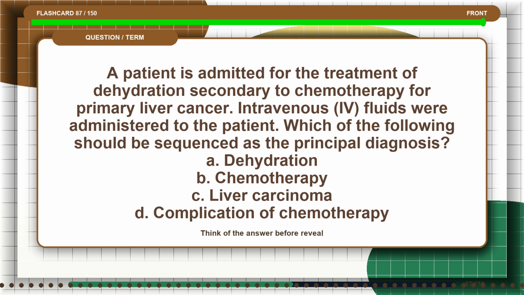Flashcard 87. A patient is admitted for the treatment of dehydration secondary to chemotherapy for primary liver cancer. Intravenous IV fluids were administered to the patient. Which of the following should be sequenced as the principal diagnosis? A. Dehydration. B. Chemotherapy. C. Liver carcinoma. D. Complication of chemotherapy. Think of the answer before the reveal.